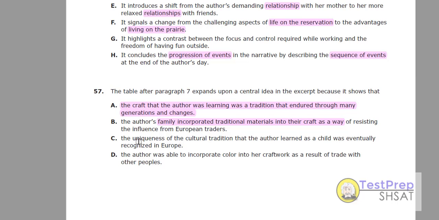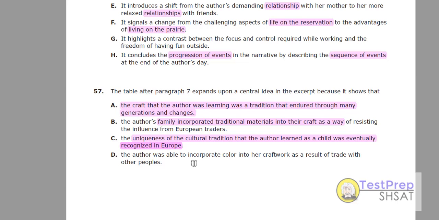C, the uniqueness of the cultural tradition that the author learned as a child was eventually recognized in Europe. No, there's no indication in the table of recognition in Europe. Okay, there might have been trading with Europeans, but that was not an indication of recognition in Europe. Not the same thing, right? And quite frankly, uniqueness, that's not an idea we can get out of the table.